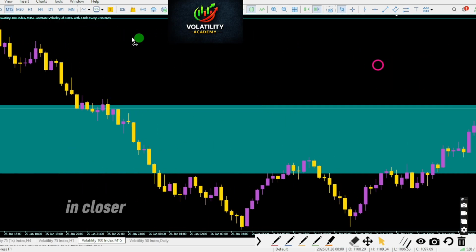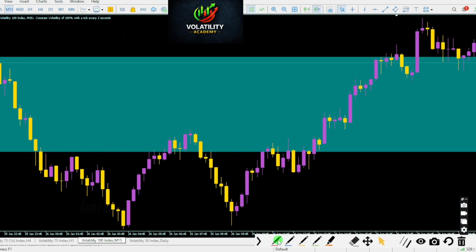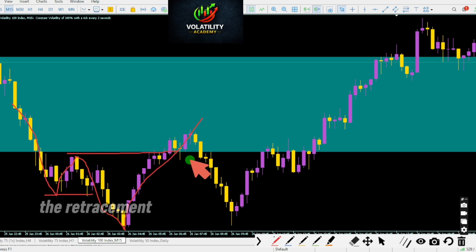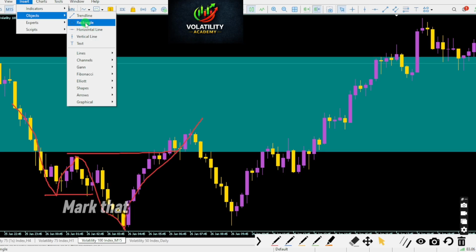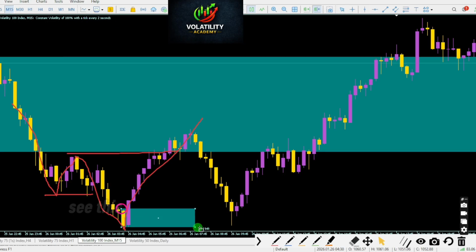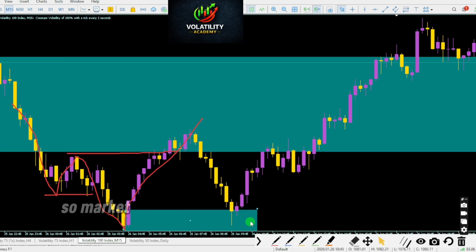Let's zoom in closer. You can see what happened right here. We had a break of structure to the downside, retraced, broke to the downside again. This is the M15 time frame. Then it broke structure to the upside, telling us that the retracement has ended. This is a very beautiful trade. Let's quickly mark that zone right there. You can see this zone. So the market respected this perfectly.